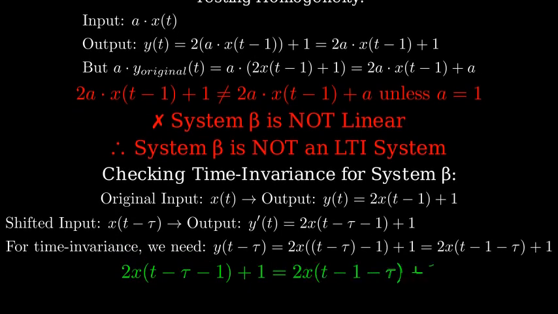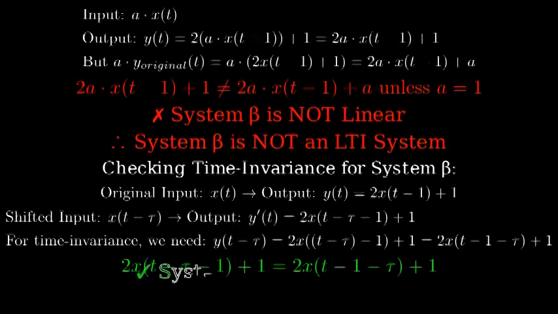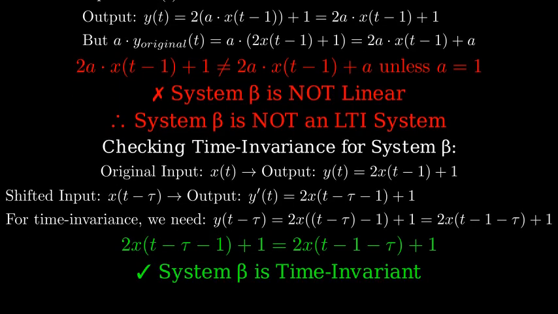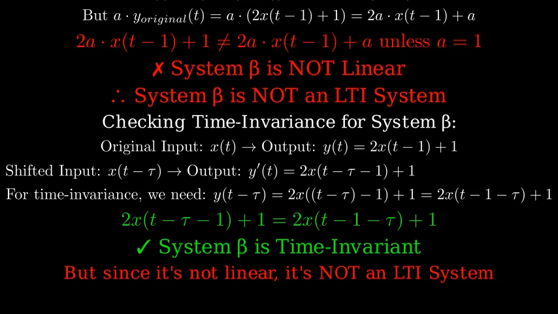Comparing these two expressions, we see that they are equal. Therefore, system beta is time invariant. However, since system beta is not linear, it is still not an LTI system.